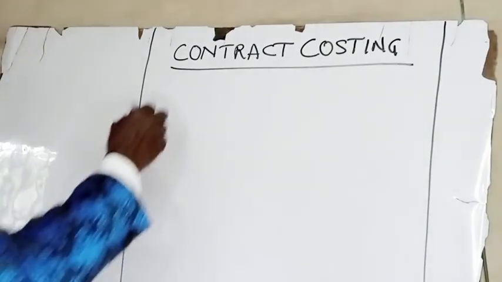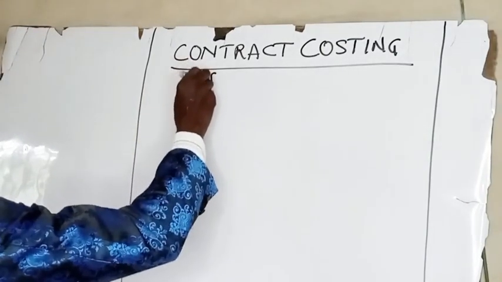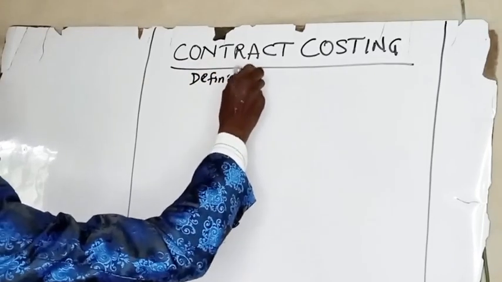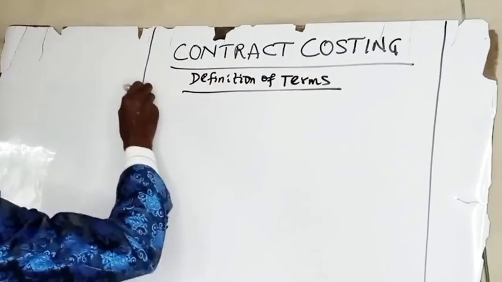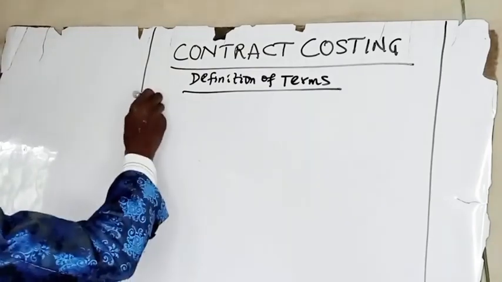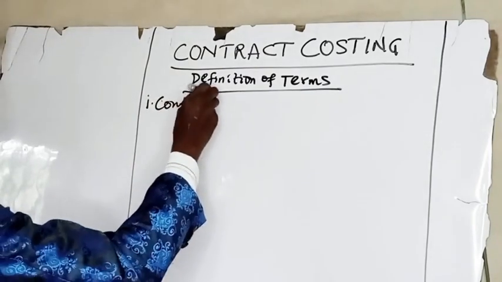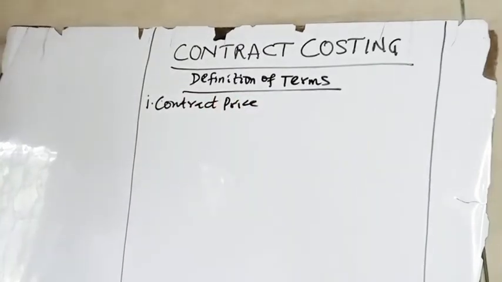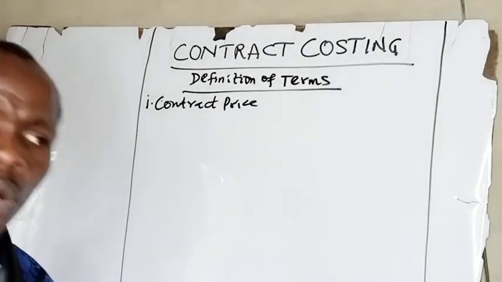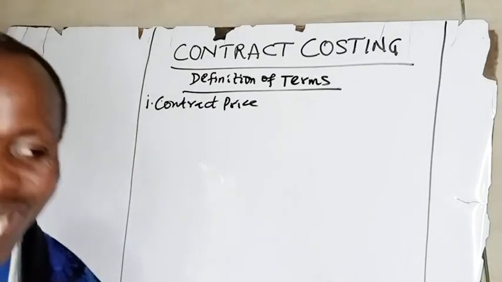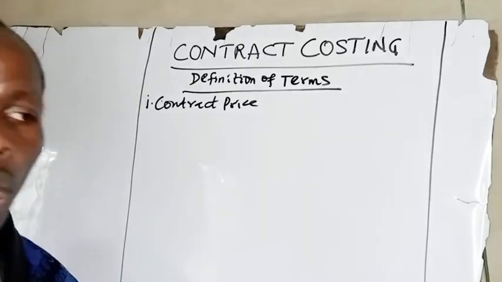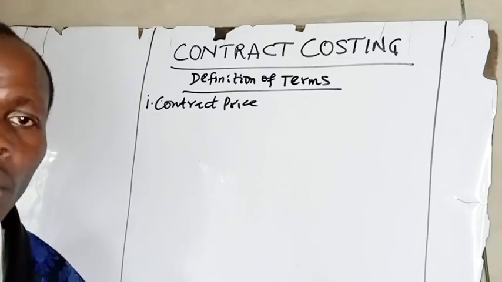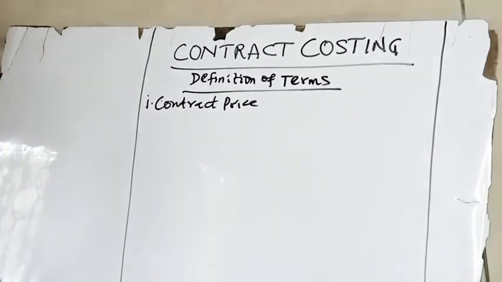Now, let's look at the definition of the terminologies that will be used in contract costing. Number one term which I will examine is contract price. Contract price is the value of the contract as agreed between the contractor and the contractee.